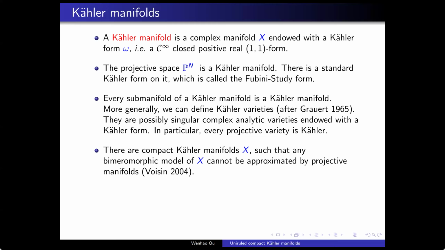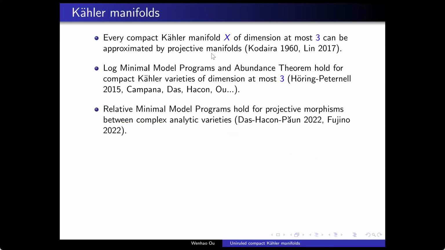It is curious to know how far general Kähler manifolds are from projective manifolds. It is known, due to a theorem of Voisin, that if the dimension of X is at least 4, then there are compact Kähler manifolds which are not approximable by projective manifolds. And even any bimeromorphic model of X cannot be approximated. However, if the manifold has dimension at most 3, then this statement is true. This approximation problem is known as the Kodaira problem.